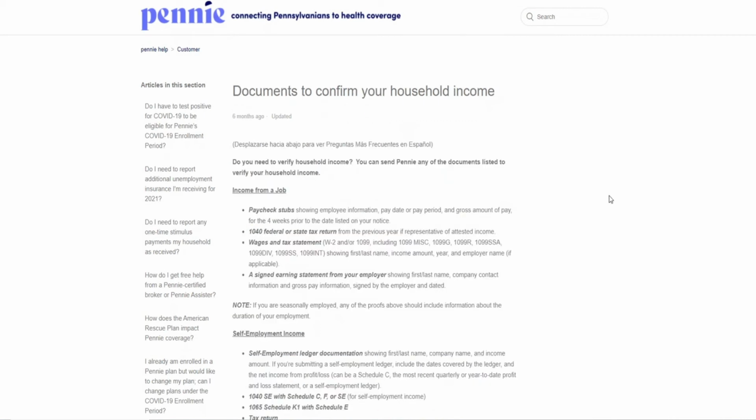Now, another thing that is tied to income that I want to hit upon are the documents that you can use to confirm household income. I'll go over this very quickly, but if it's income from a job, you can use pay stubs. You can use, of course, a 1040, wages and tax statements. You can use a signed earnings statement from an employer.